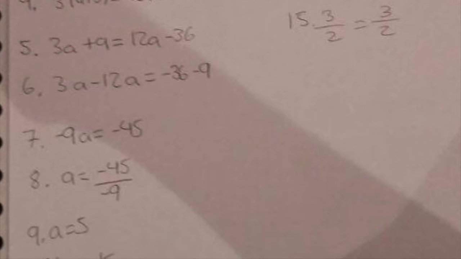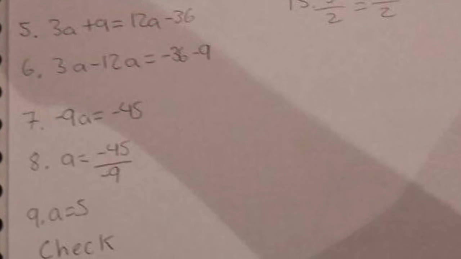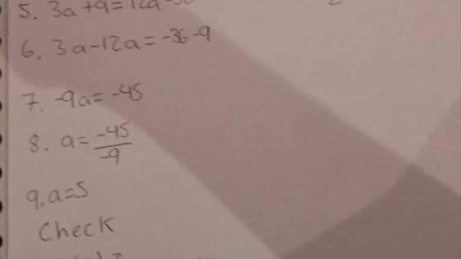And in steps 7 through 9, I isolate for variable a.